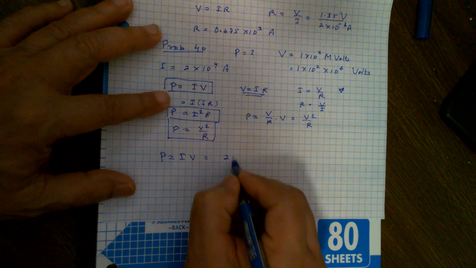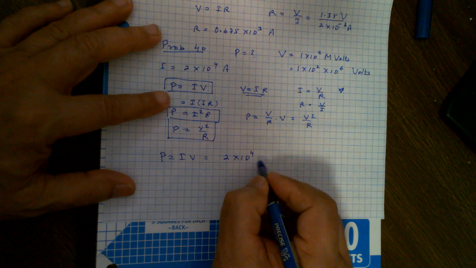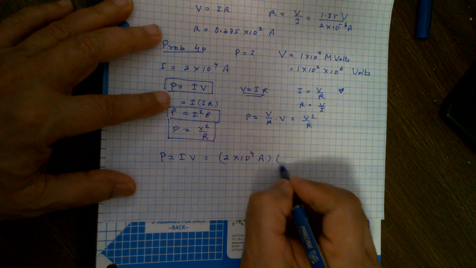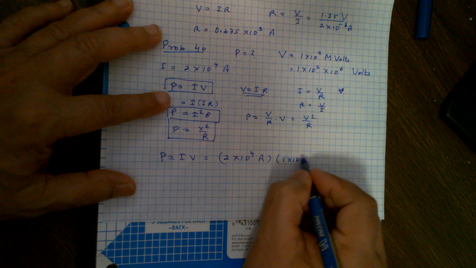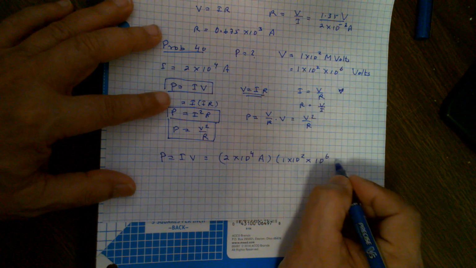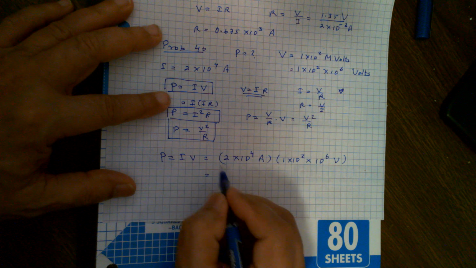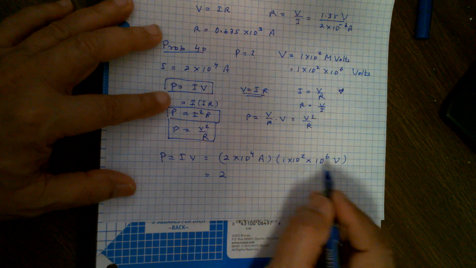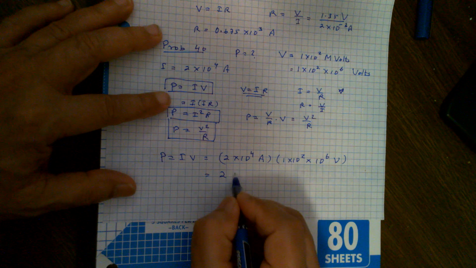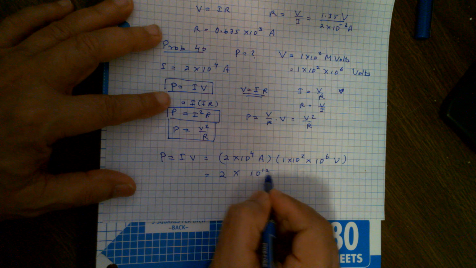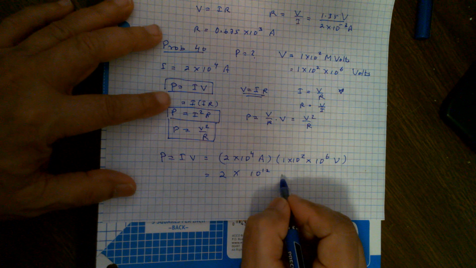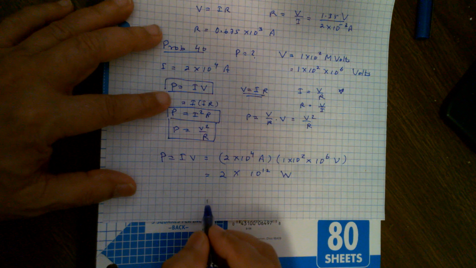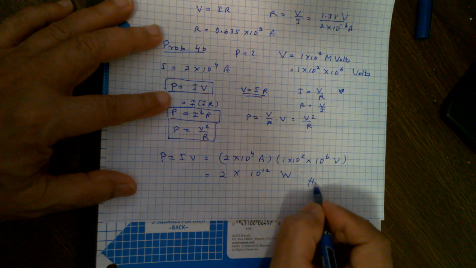I is 2 times 10 to the power 4 amperes, and voltage is 1 times 10 to the power 2 times 10 to the power 6 volts. So multiply it all together, I get 2, 10 to the power 4 and 10 to the power 2 is 6 times 10 to the power 6, so that's 10 to the power 12. And the unit for power is watts, because everything is converted to ampere and volt. So that's the answer, right? Okay.